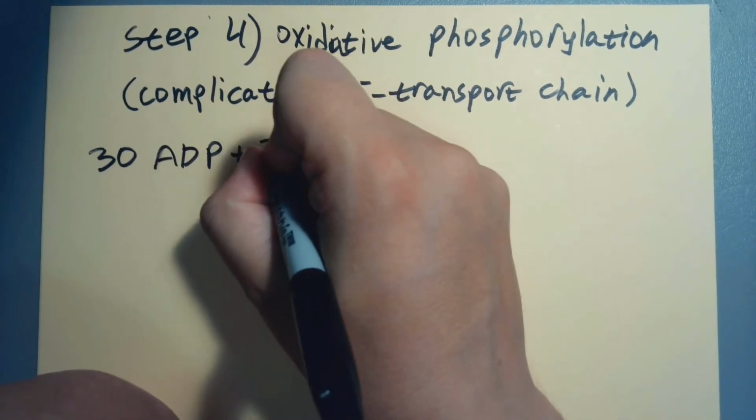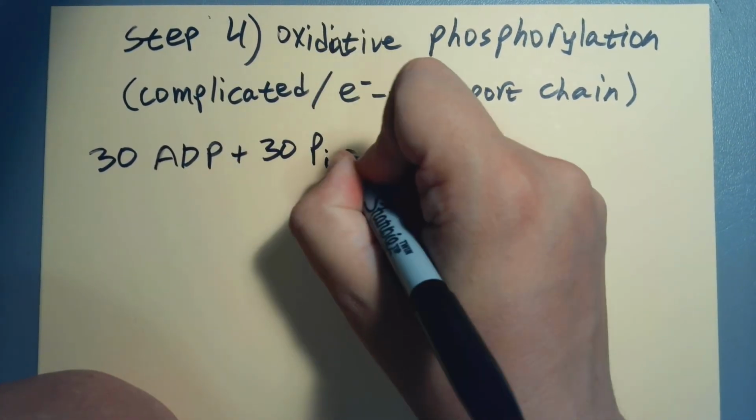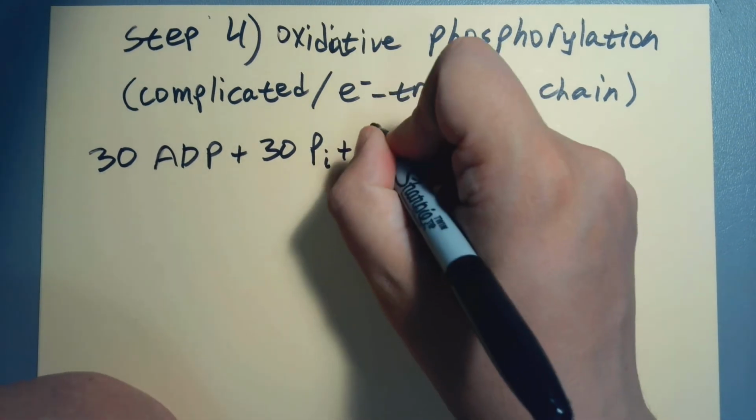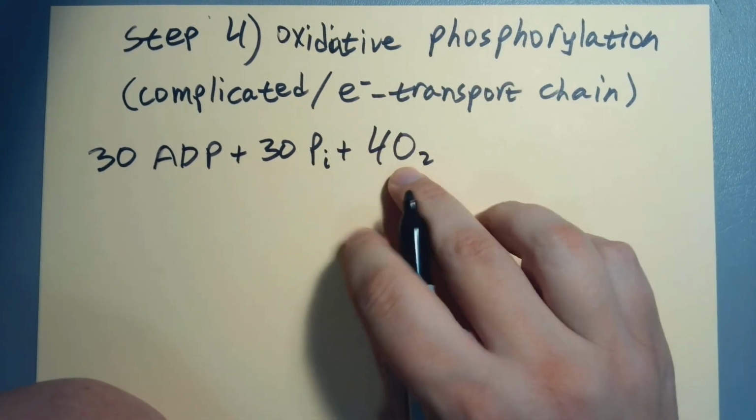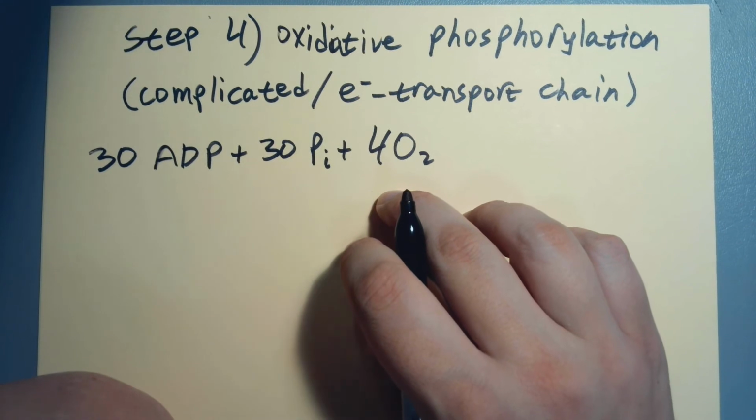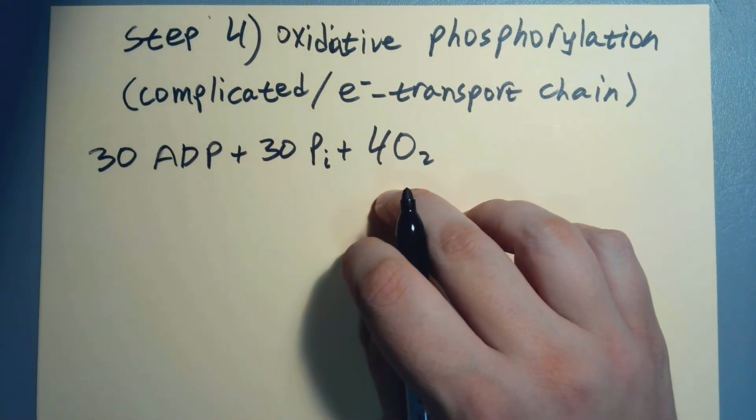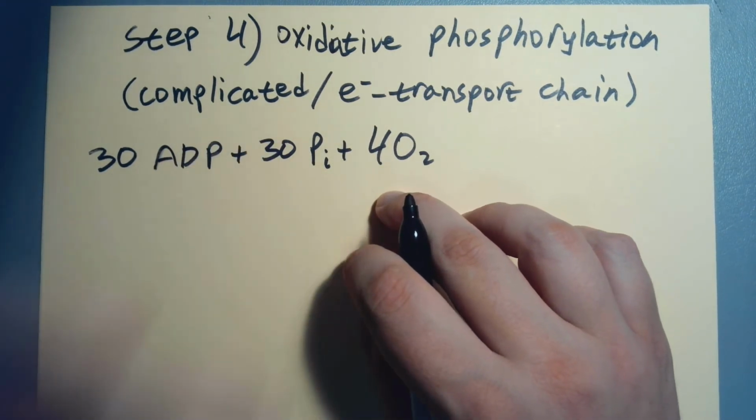And we're going to have, you know, we need 30 phosphates for that, so inorganic phosphates, Pi. We're going to have some O2. Keep in mind, you haven't seen any O2 show up yet, really, right? Like, where's that oxygen been coming from? Well, the answer is we've actually been stealing oxygen off of water at every step of the way so far.